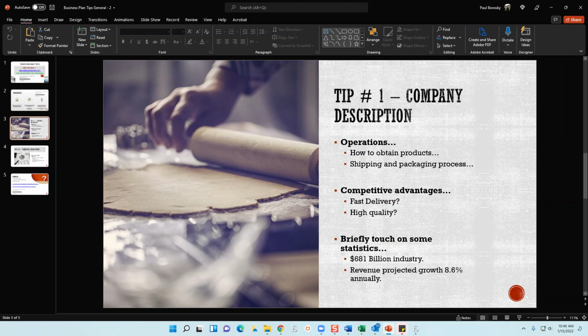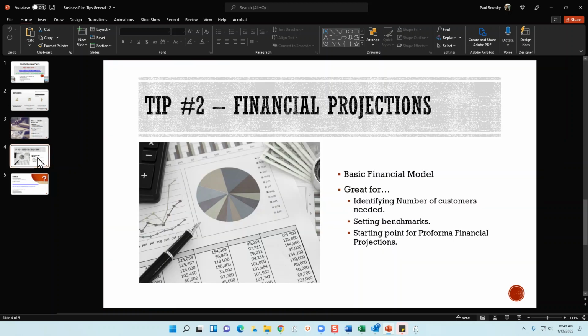All right, next is going to be tip number 2. For tip number 2, I'm going to touch on some financial projections. Now, I'm not going to be able to get into a huge financial model showing what your revenues are going to be and how they're going to be broken down and what the costs are on a monthly basis for the next 12 months or 24 months or 5 years. And then here are the profits for next week, next month, next year. That's outside of the scope of this video.